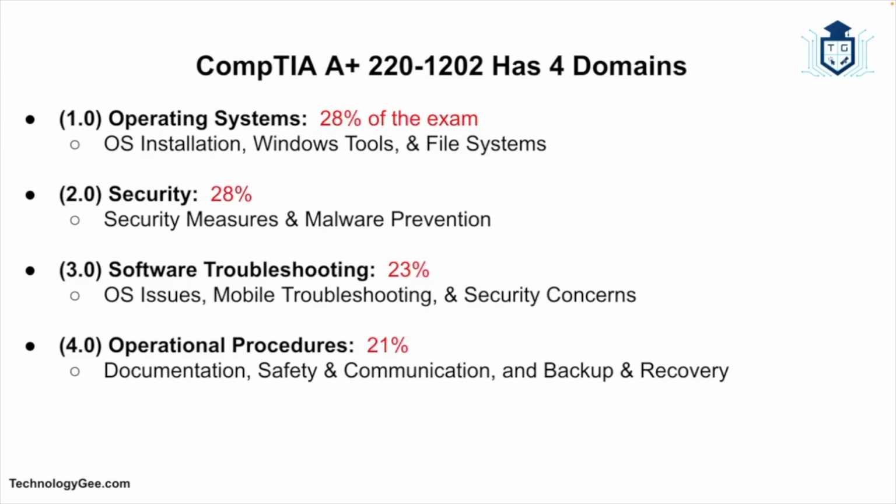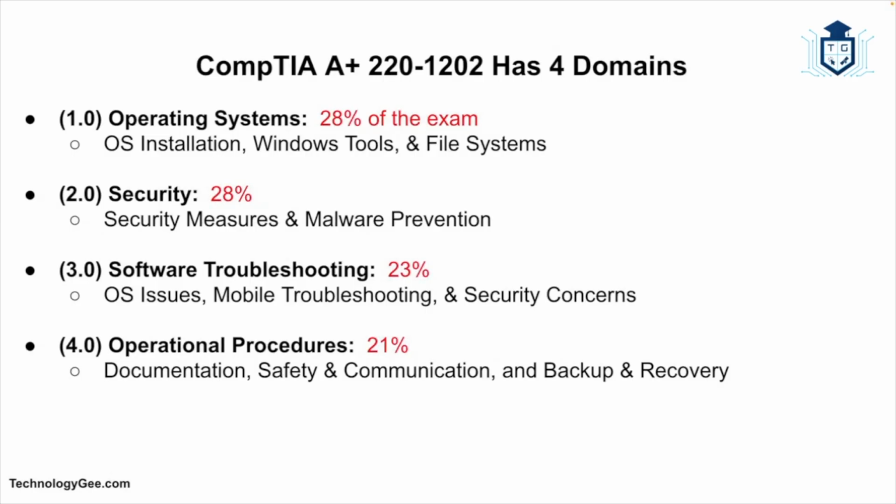Then there's domain number 3, software troubleshooting, and this is going to take up 23% of the exam, and this is going to focus on operating system issues. You're learning about diagnosing and resolving problems with operating systems and applications. You've got mobile troubleshooting, where you're addressing connectivity, application, and performance issues. And then there's also security concerns, where you're learning about fixing unauthorized access and malware issues.